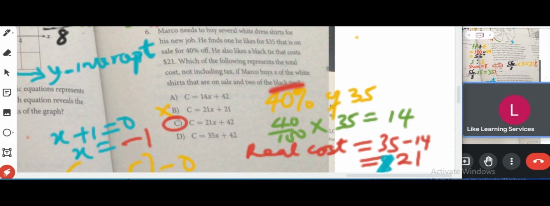So like I said, take out 40% out of 35, which is the original cost of the shirt. That's 14. Remove it from 35, that's 21. So if each shirt costs 21, X shirts will cost 21X. Then plus the 42 for the black tie. I think this is clear. Yes.